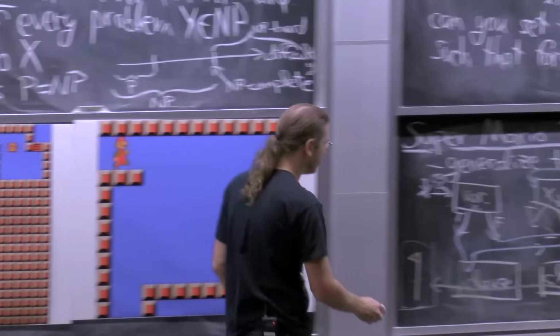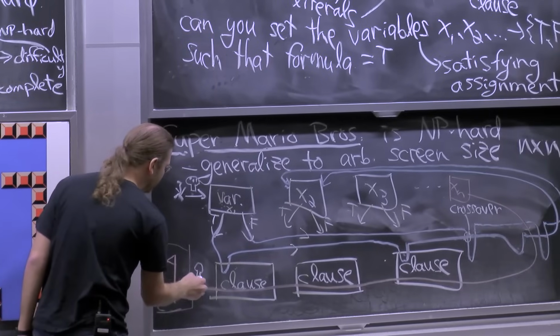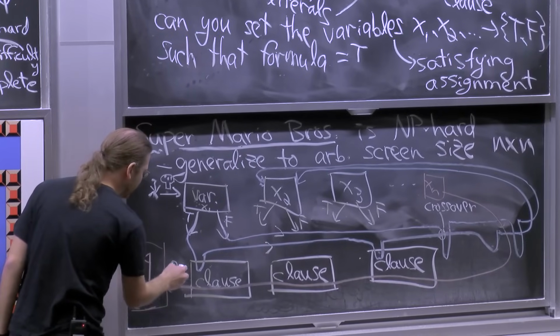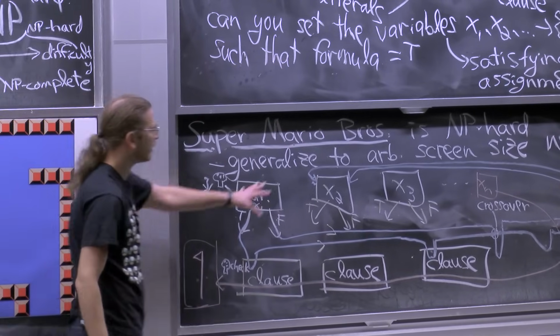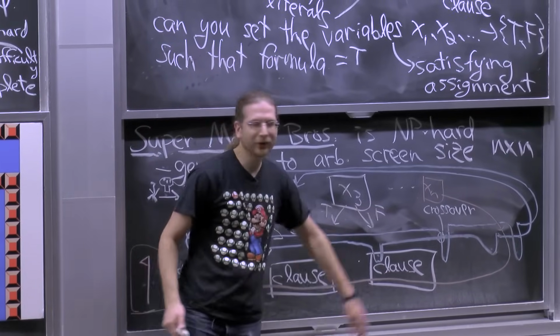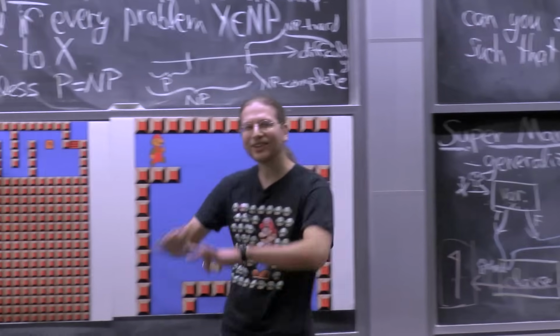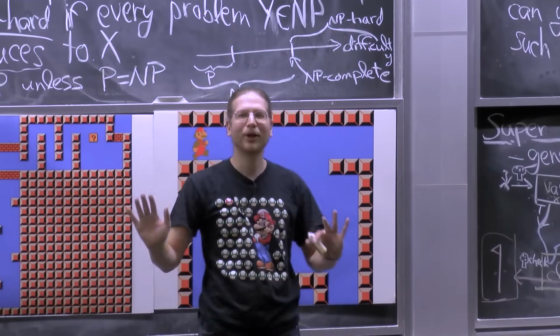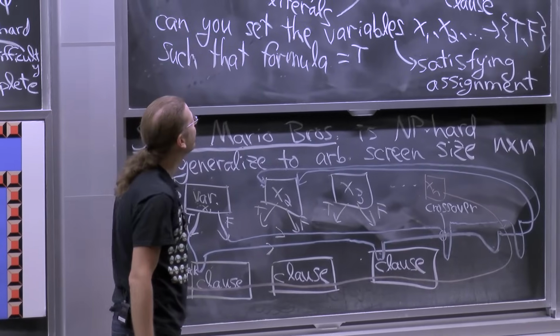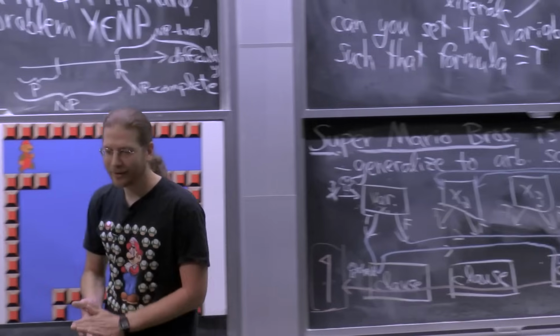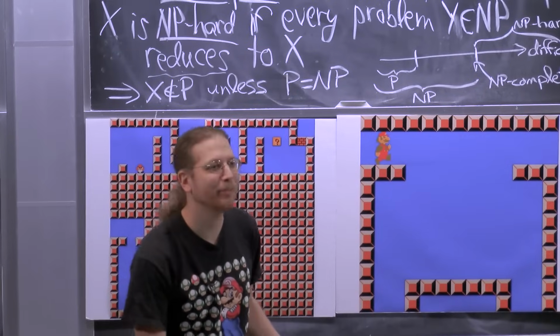OK, so at the end, there's a mushroom check. Make sure you have it. So most of the time, Mario's big, and just in these little crossovers, you have to make these decisions. This would make a giant level, but it is polynomial size. Probably quadratic or something. OK? Therefore, Super Mario Brothers is NP-hard.